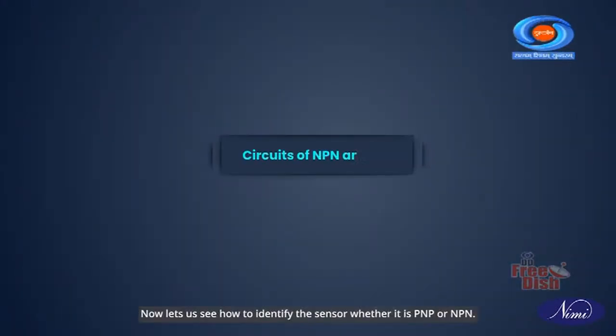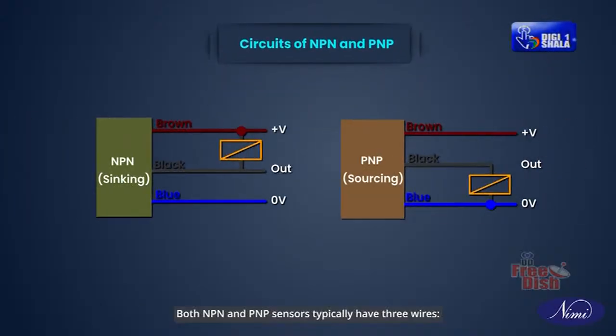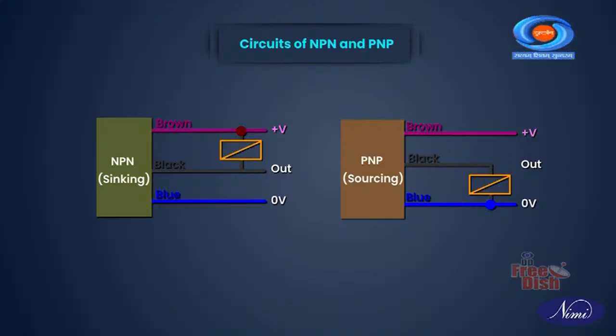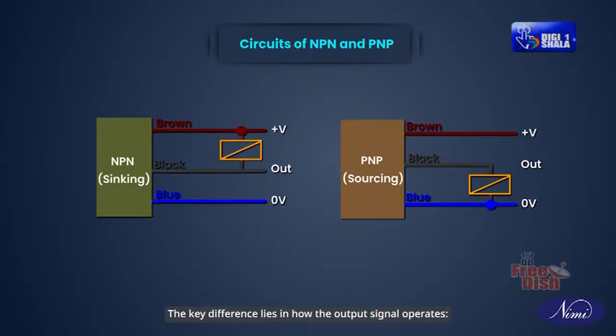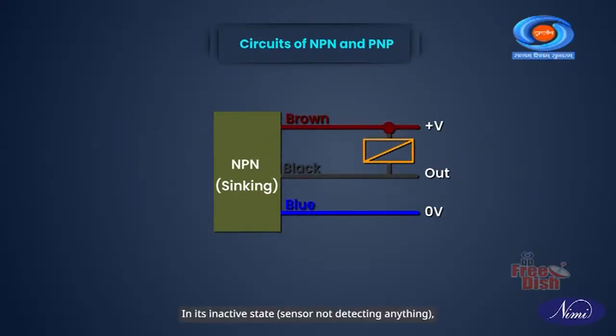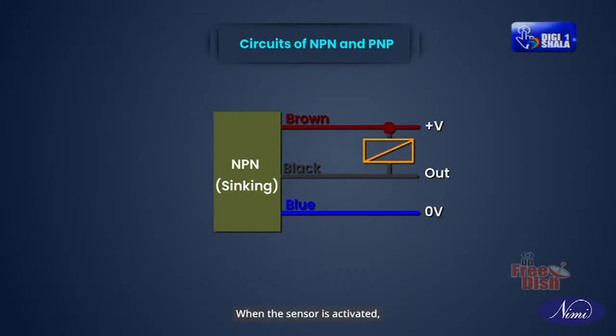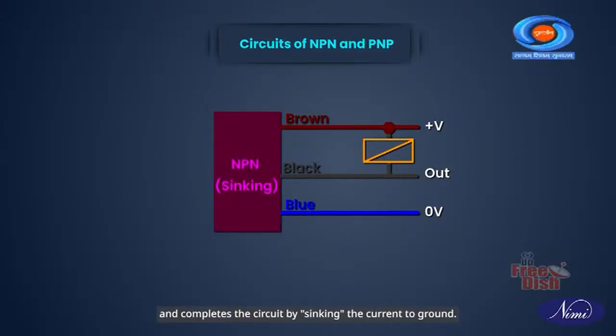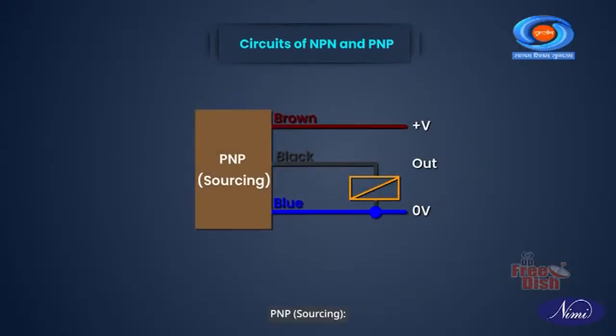Now let us see how to identify the sensor, whether it is PNP or NPN. Both NPN and PNP sensors typically have 3 wires: power supply, ground, and output signal. The key difference lies in how the output signal operates. NPN or sinking. In its inactive state, the output signal will be at a high voltage level. When the sensor is activated, the output acts like a switch and completes the circuit by sinking the current to ground.